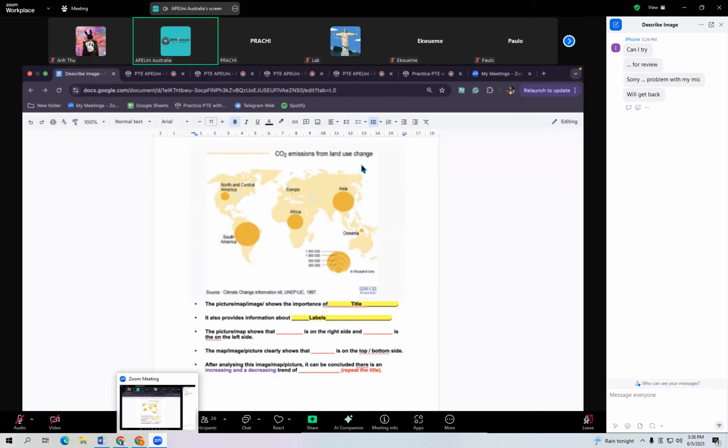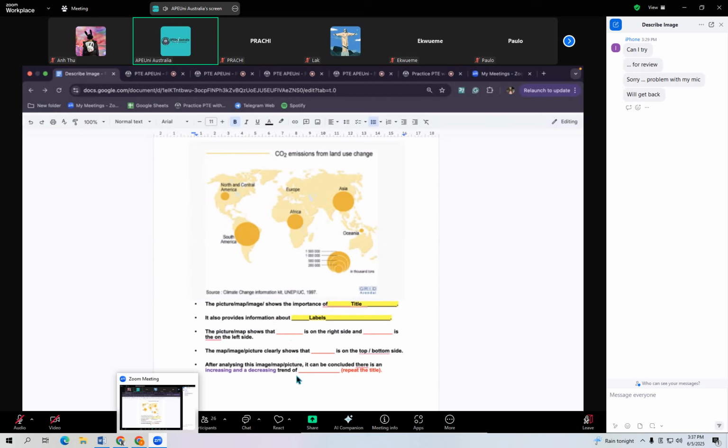So how do I describe this image? The image shows the importance of carbon dioxide emissions from land use change. It also provides information about North and Central America, Europe, Asia, South America, Africa, and Oceania. The image shows that South America is on the left and Oceania is on the right. The image also shows that Europe is at the top and Africa is at the bottom.